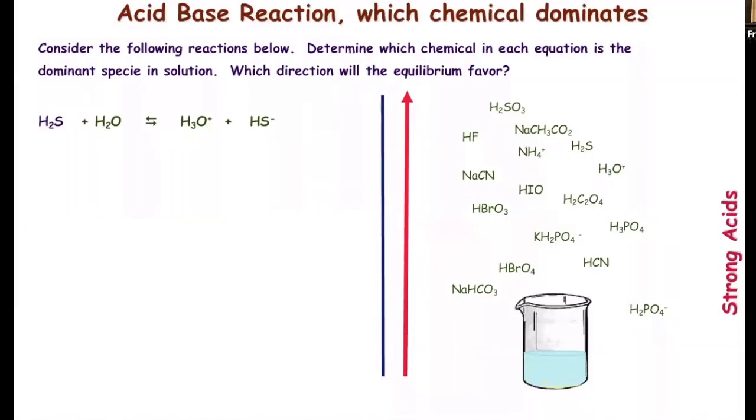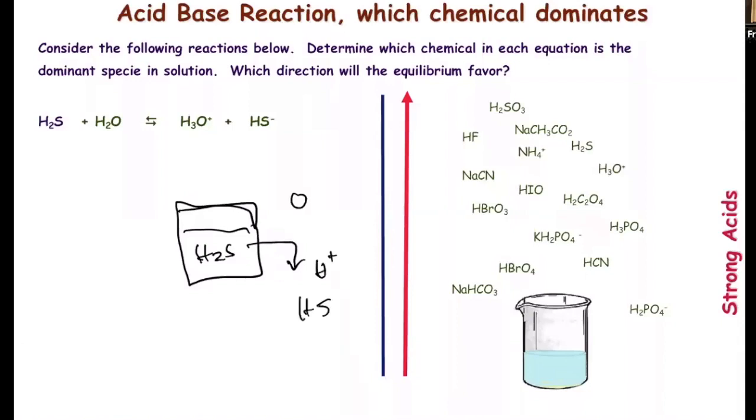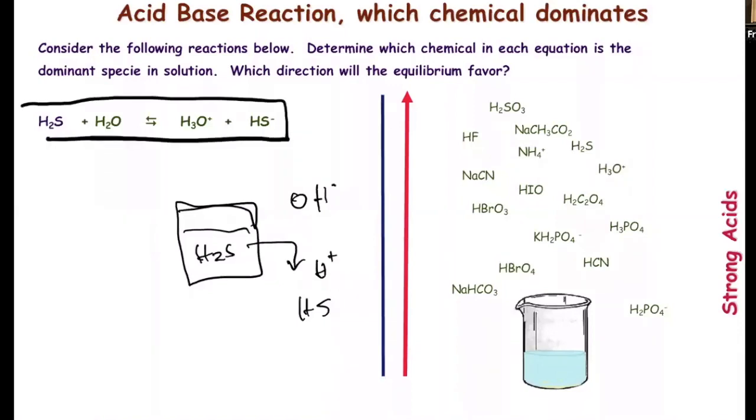The question that you will see a lot in your homework is, they'll give you a reaction, and they'll ask you, which is the dominant species in solution? Or they'll give you a chemical in water, H2S. And they'll ask, well, if you have a beaker of H2S, this H2S is going to spit out a hydrogen and form HS. But because you have water, you also have hydroxide. So what happens is that this is the main reaction that occurs. And the question is, which chemical is the dominant species in the solution, excluding water? Because water is definitely going to be the dominant. But which is the dominant chemical in solution? Is it H2S, H3O, or HS? That's the question.